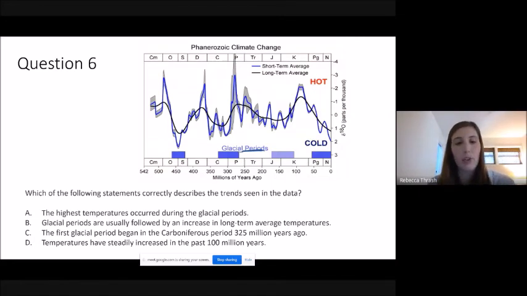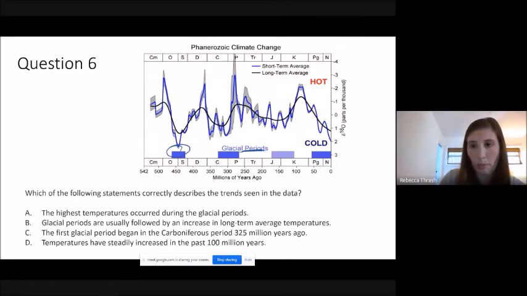The highest temperatures occurred during the glacial periods. Well, here's a glacial period, and it looks like both the short-term and the long-term averages were pretty low. This was a cold period. Same thing here and here and here. So that's probably not true.